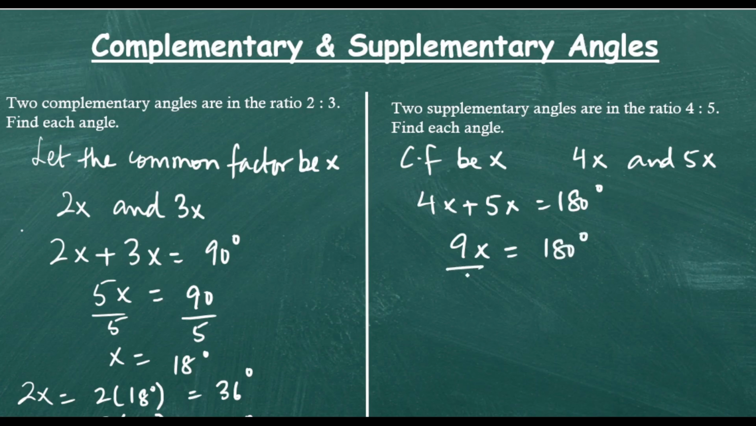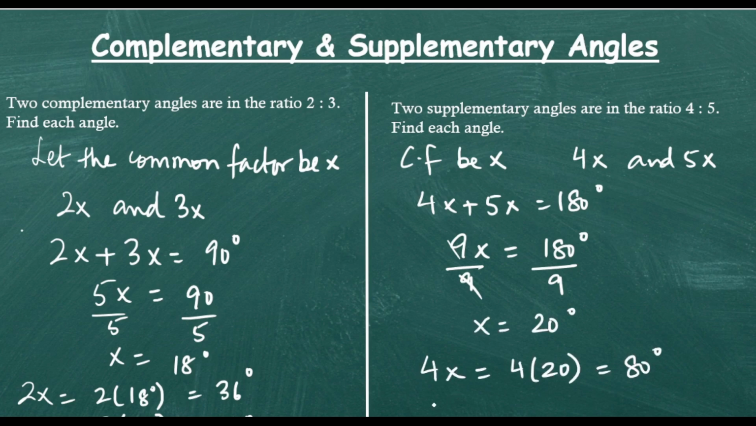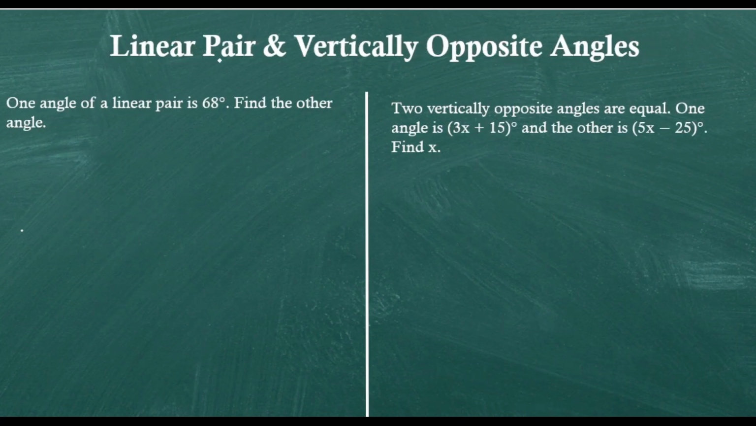I need to find the value of x, so divide by 9 on both sides. 9 divided by 9 is 1. So x comes out to be 20 degrees. So the angles are 4x, meaning 4 times 20, that's 80 degrees. And the next angle is 5x, so 5 times 20 equals 100 degrees. You can add these angles, 80 plus 100, and you will see their sum is 180 and that is why they are supplementary angles. Next set of questions, linear pair and vertically opposite angles.